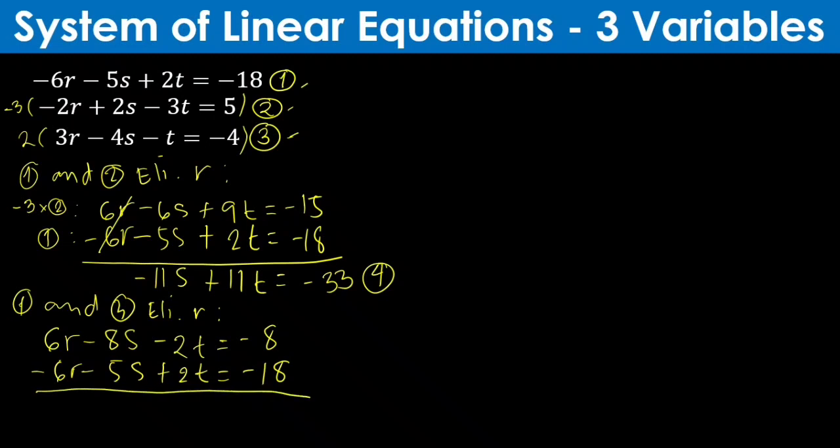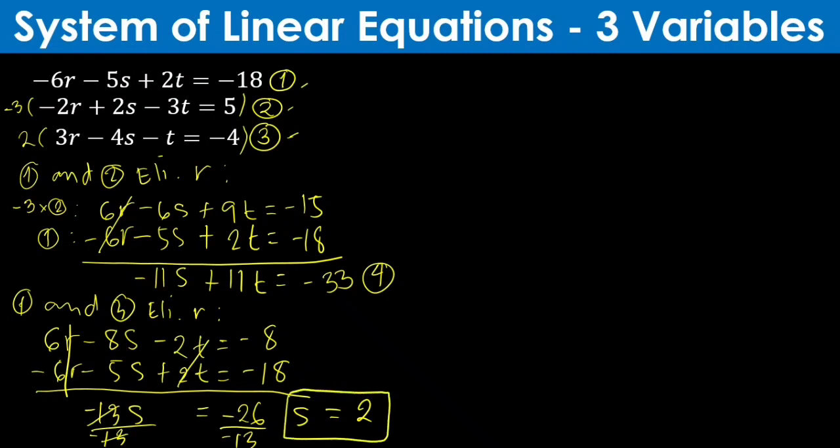Here, we'll add them. This is equal to 0. R is eliminated. And this is negative 13s. And this t is also eliminated here. So we have negative 8 minus 18. That gives us negative 26. We divide negative 13 both sides. That gives us s equals 2. We have the value of our s already, and we can use this in equation 4 to solve for our t.